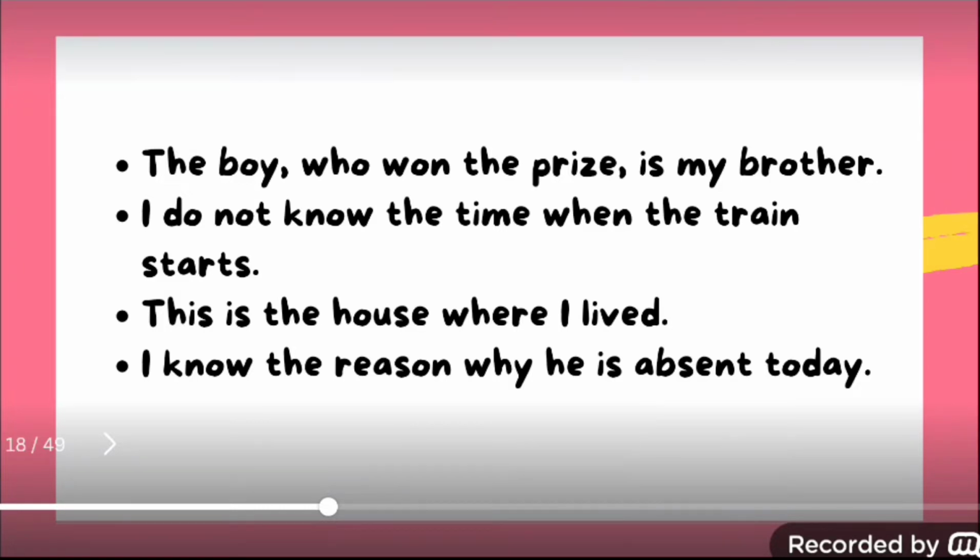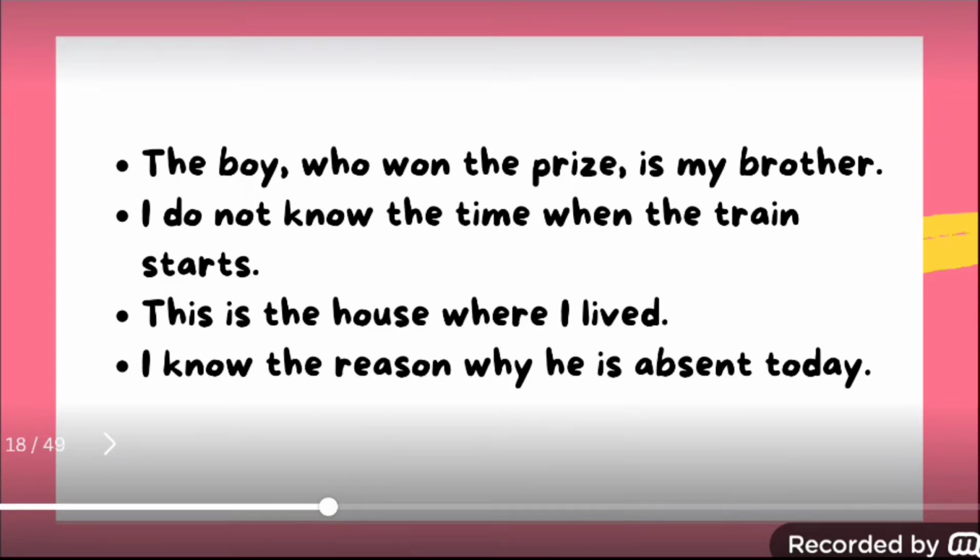Yes, it describes the noun, the time. Next example, this is the house where I lived. This is the house is the main clause. Where I lived is the dependent clause.